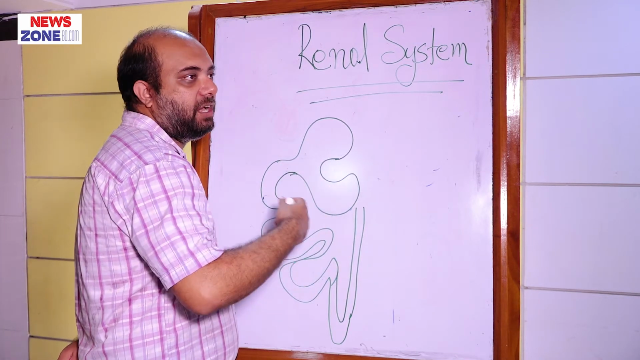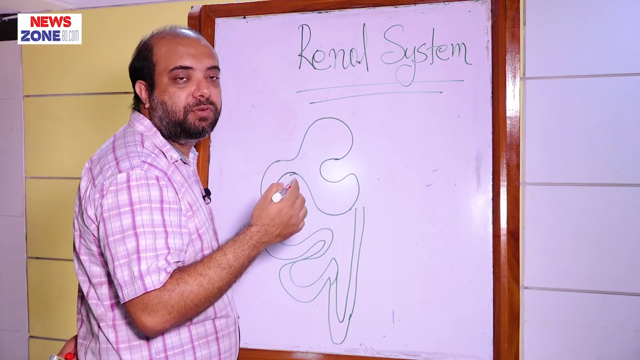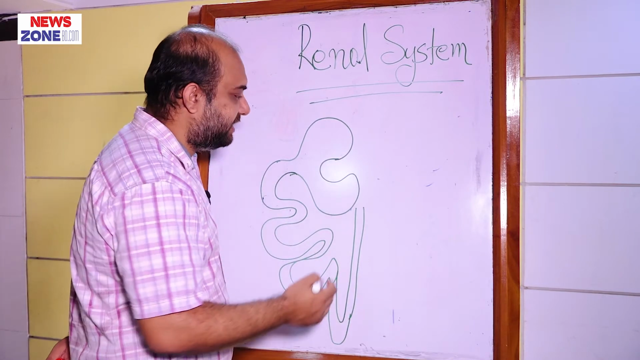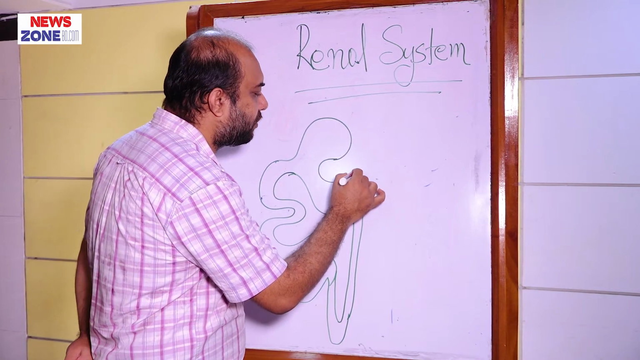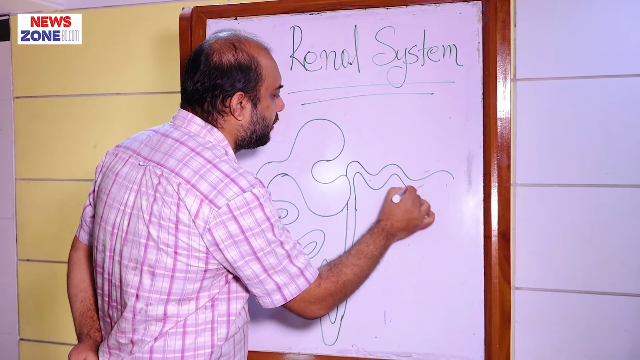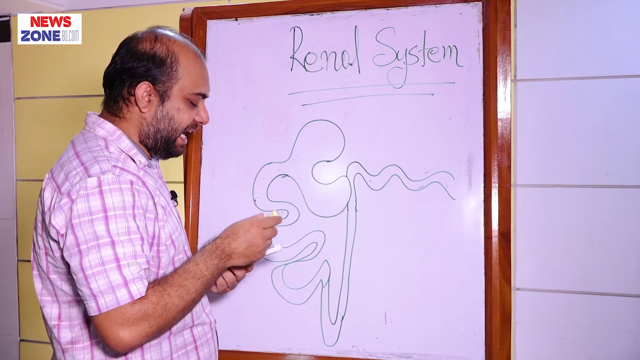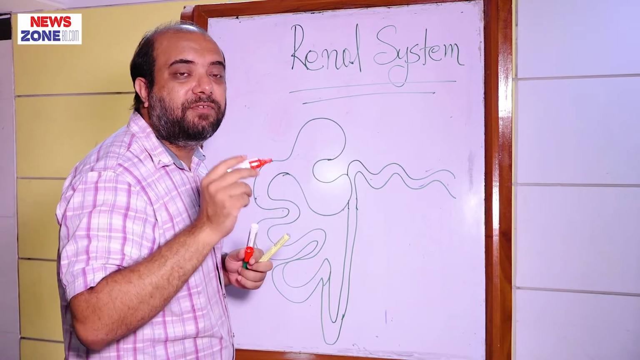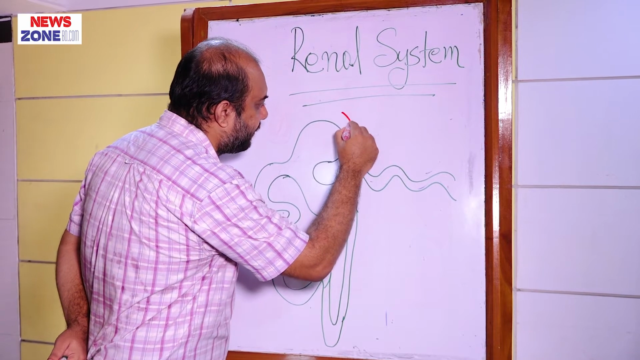the descending limb of the loop of Henle, and this segment is known as the ascending limb of the loop of Henle. And at the end of the ascending limb of the loop of Henle, which part will start? The distal convoluted tubule will start, and this distal convoluted tubule is in very close proximity to the afferent and efferent glomerular arteriole. Now I will draw the afferent and efferent arteriole, then you will understand it very clearly.